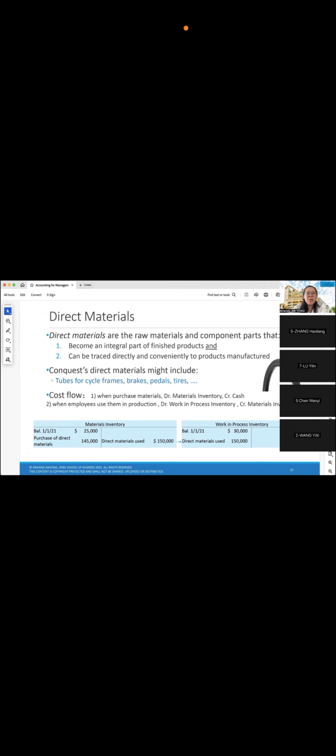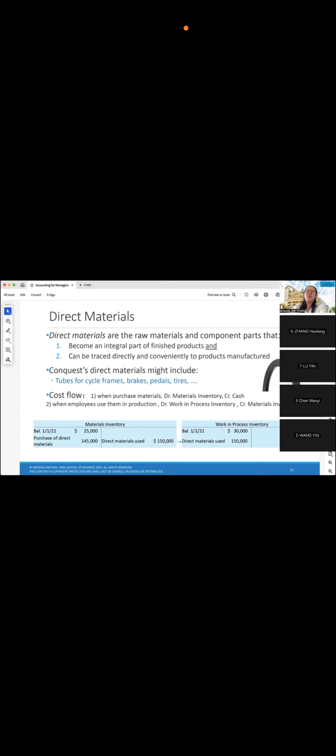Whenever we try to track the cost flow, we would do the following. When we purchase materials, we are going to debit materials inventory, credit cash. So if you see the T account of the materials inventory over here, we have purchase of direct materials, debit. Now, when the employees actually use up these materials in production, we are going to transfer the balance from materials inventory to WIP inventory. So I'm going to credit direct materials from materials inventory and debit WIP inventory to show that it has been used and therefore transferred into WIP inventory.